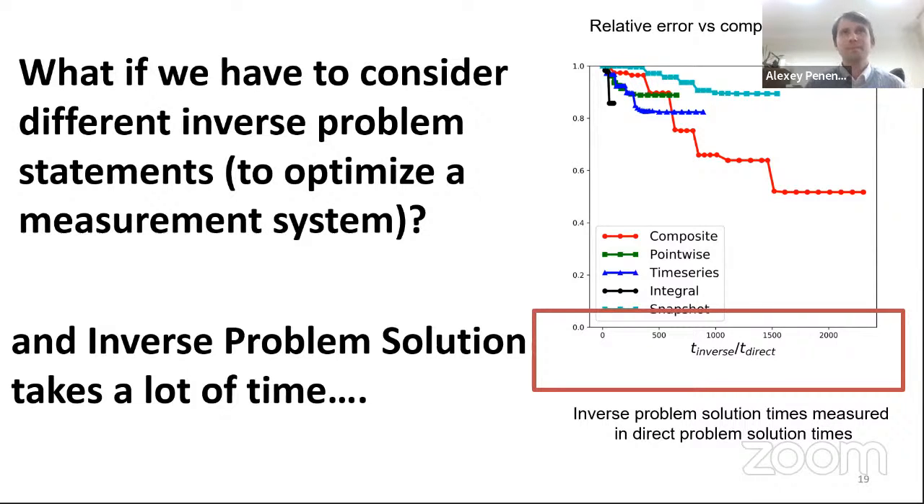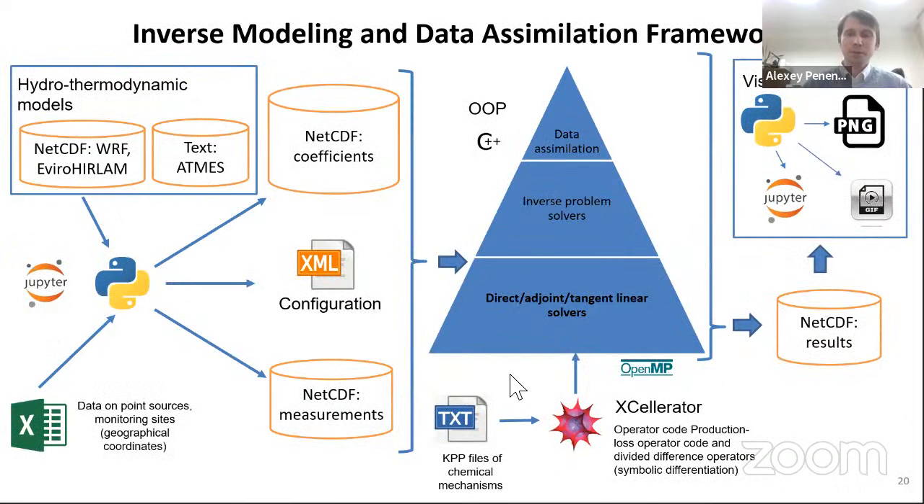But we somehow have to optimize our measurement system. Okay, what are the possible approaches? The first approach is to improve the technological context of your programs. This is the picture of our IMDAF framework, Inverse Model and Data Assimilation Framework, which is written in C++ and does the parallelization with OpenMP.